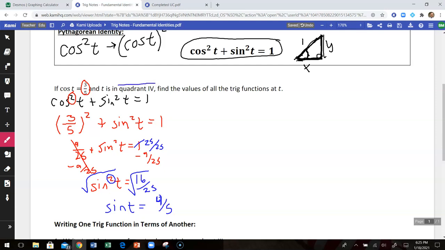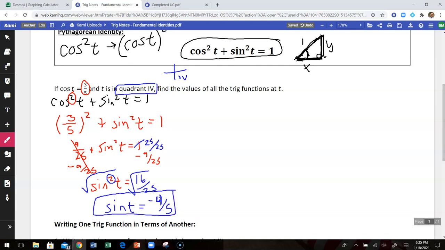That is where this part that tells me which quadrant I'm in is important. When we do the square root, we could say plus or minus. However, it's only going to be one of the two. So if we're in quadrant 4, which is down here, sine is our y value. So that means this is going to be negative, because y values are negative in quadrant 4.